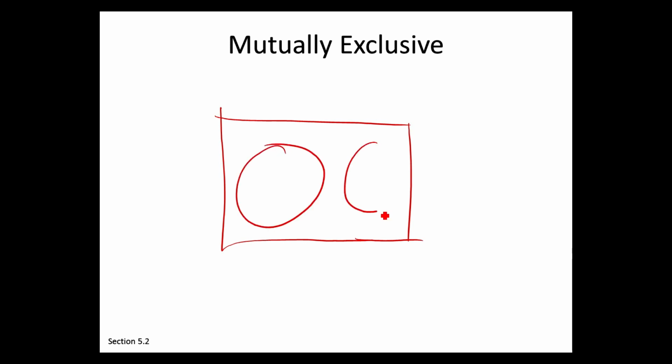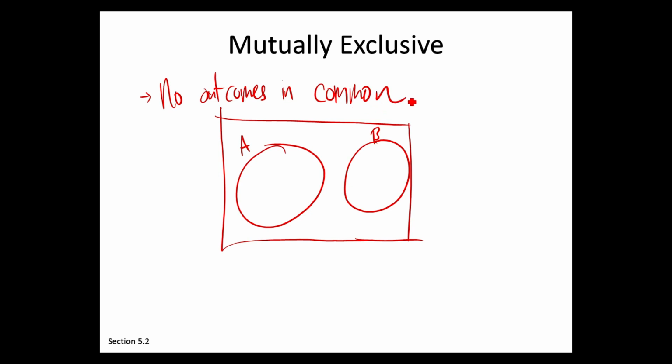Cool. All right. So we also say two events can be mutually exclusive. The idea behind mutually exclusive: two events are mutually exclusive if they have no outcomes in common. Another way to write that would be that the probability of A and B is equal to 0, right? So there's no overlap. There is no intersection. Mutually exclusive. Can't happen at the same time.